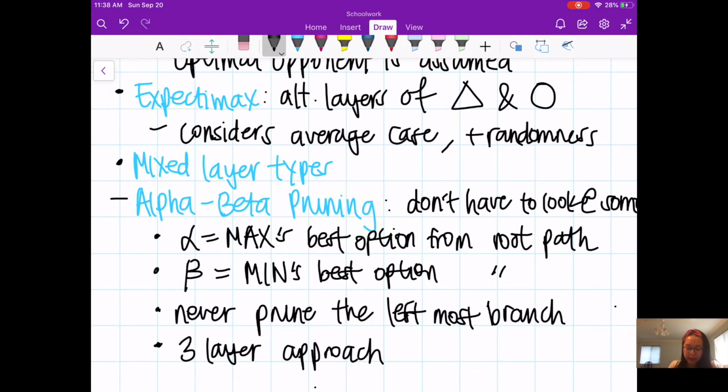Cool. And then we are going to go into more examples of alpha beta pruning in the problem statement. So this is where I'm going to end that for now.